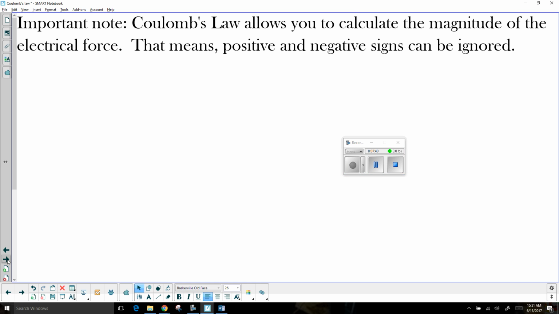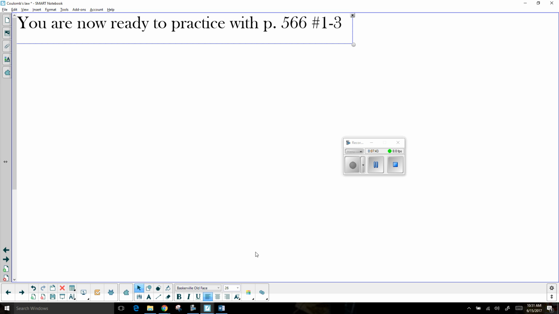You are now ready to do page 566, numbers 1 through 3. These are simple Coulomb's law problems. However, if you would like to see what the challenge problem will be on the next test, keep watching this video.